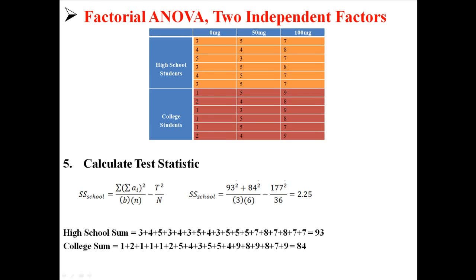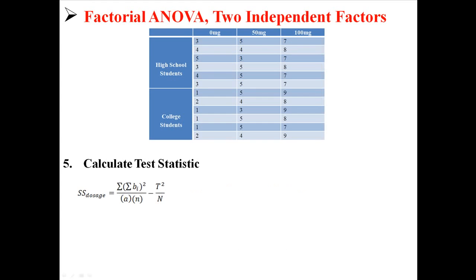T is just the total sum, so that's 93 plus 84, which is 177, and capital N is 36 because that's our total number of participants. So solving for that, we find a sum of squares school of 2.25.